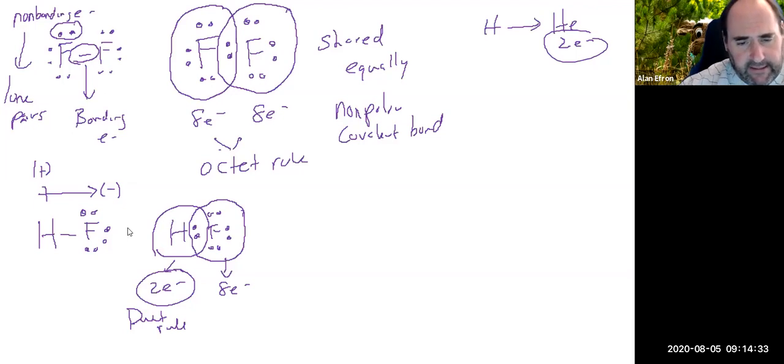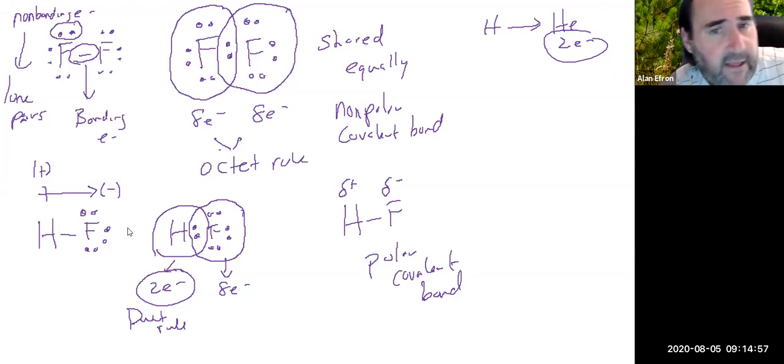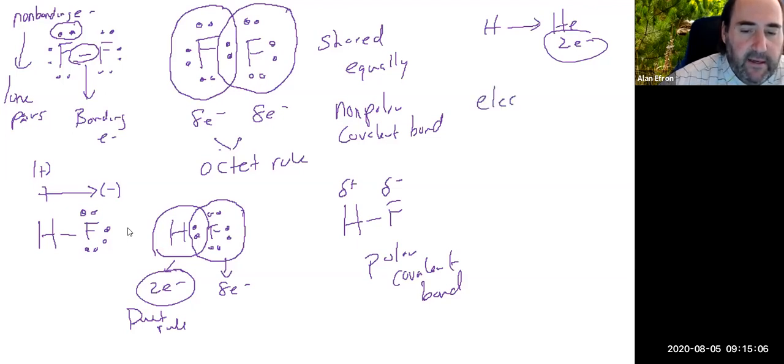And basically what that does in something like HF is it creates a partially negative charge on the fluorine and a partially positive charge on the hydrogen. And this sort of unequal sharing of the electrons is what is known as a polar covalent bond, or just a polar bond. And again, that results in that unequal sharing of electrons. So how do we know if it's going to be equal sharing or unequal sharing?